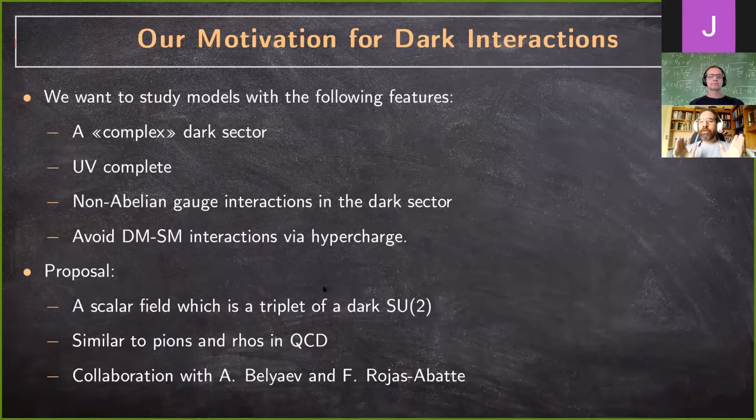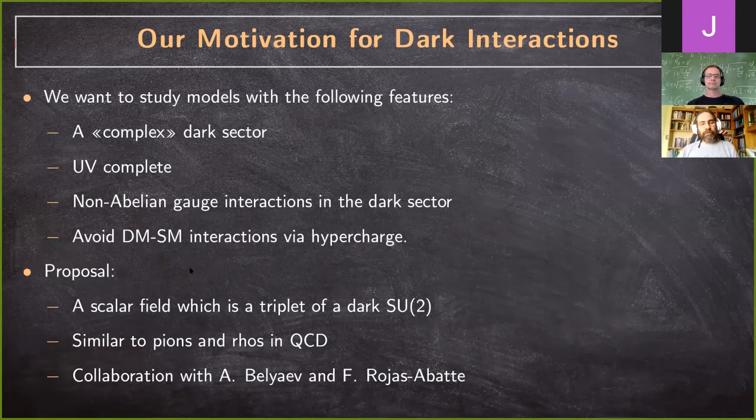Well, now I'm going to focus on vectors as gauge bosons in the dark sector. Why consider this case? Well, we want to study models with the following features. First, we want to study a complex model for the dark sector. I mean by complex a dark matter model with its own interactions, a dark sector like the standard or visible sector, with their own interactions. We want a model that could be ultraviolet complete with non-abelian gauge interaction in the dark sector, and we want to avoid interactions between the dark matter and the standard model via hypercharge.